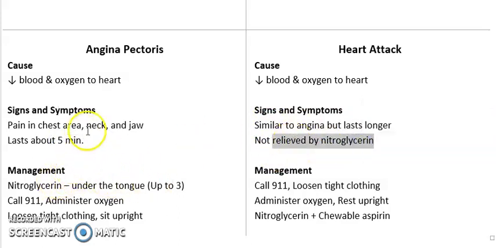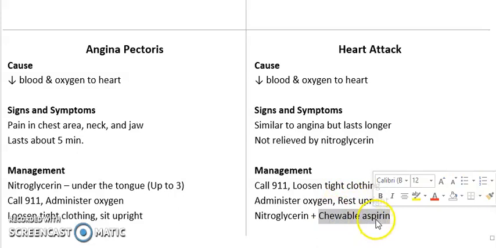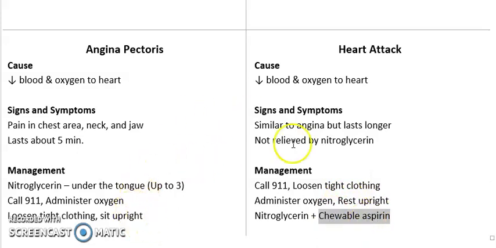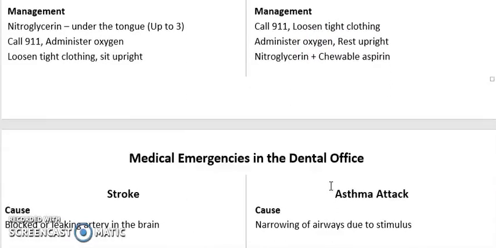So if you give nitroglycerin and it was not relieved, technically you know that now you have to call 911 right away and administer oxygen. We can even give chewable aspirin for it. So like this can go to here. Once we get to not being relieved by nitroglycerin, then we have to give chewable aspirin, definitely call 911, give them oxygen, loosen tight clothes, and get them sitting upright.